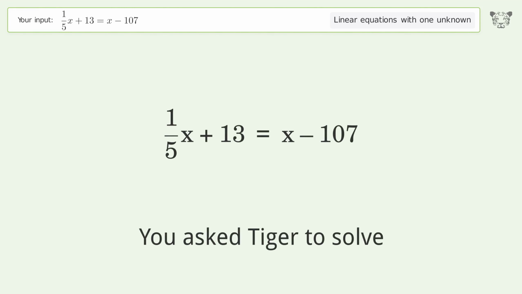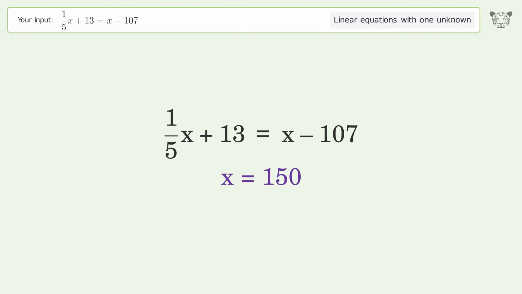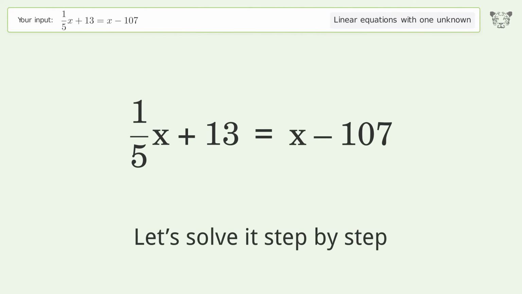You ask Tiger to solve this. This deals with linear equations with one unknown. The final result is x equals 150. Let's solve it step by step.